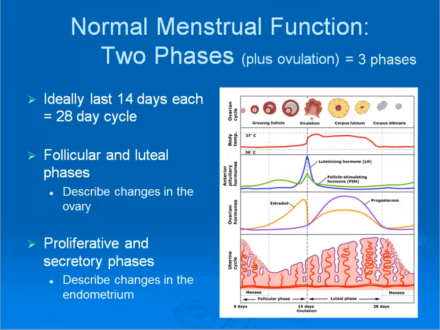The average length of a reproductive cycle is 28 days, but can normally range from 21 to 35 days. The cycle is divided into three phases. Number 1, menstruation and the follicular phase. Number 2, ovulation. And number 3, the luteal phase. These three phases refer to the status of the ovary during the reproductive cycle.